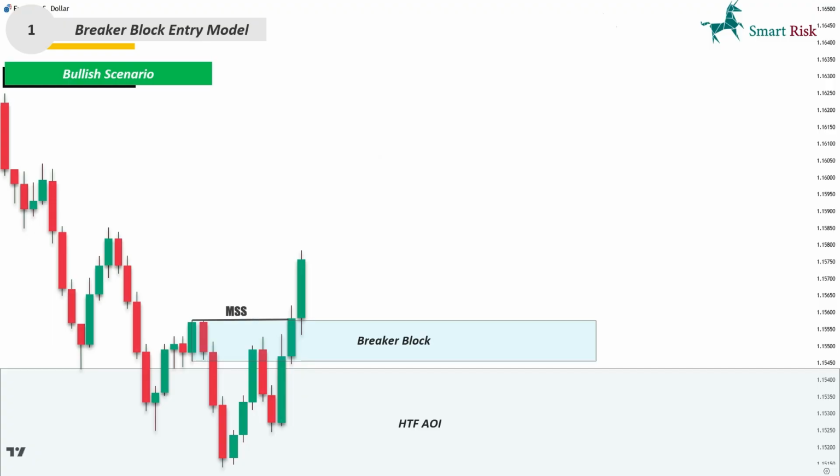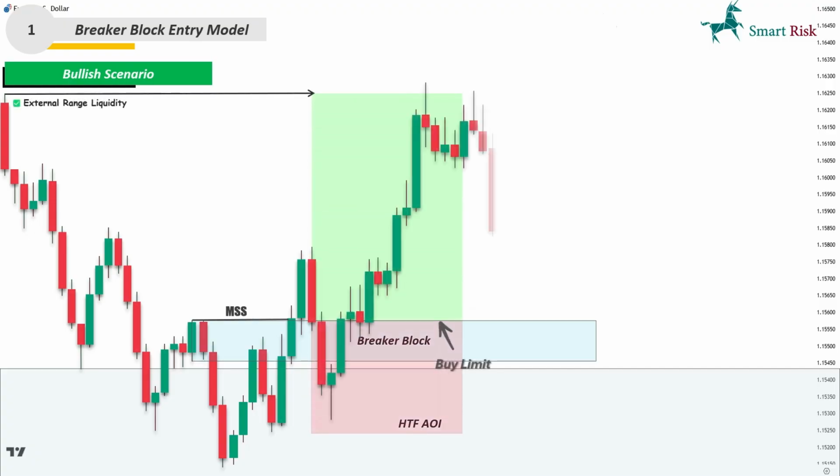To execute the trade, place a limit order at the highest point of that mitigation block, and wait for the price to retrace into it. To take profit, you can target the nearest liquidity on the current time frame, or aim for a higher time frame key level if you're expecting a larger move.